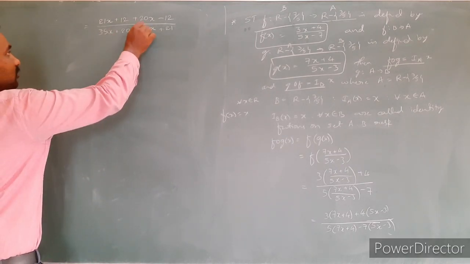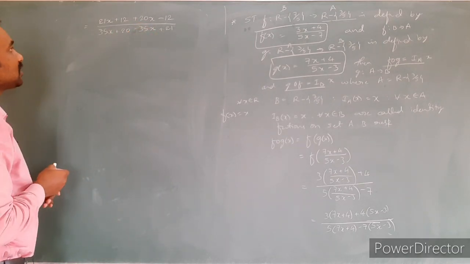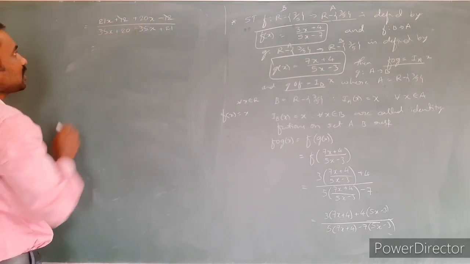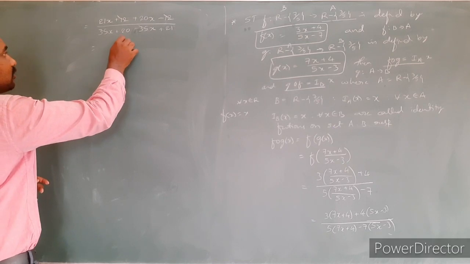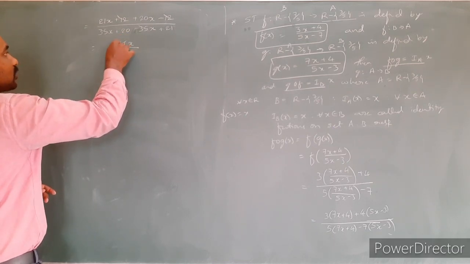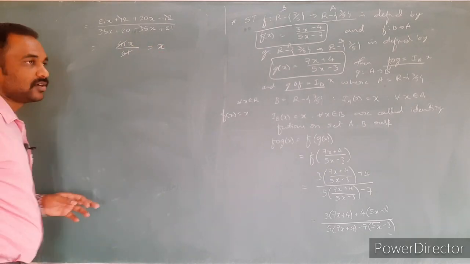Here in the denominator, plus 35x minus 35x get cancelled. In the numerator, plus 12 minus 12 get cancelled. 21x plus 20x becomes 41x. 20 plus 21 is 41. 41 gets cancelled, and it is equal to x.